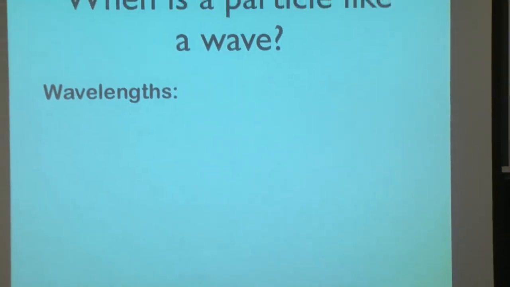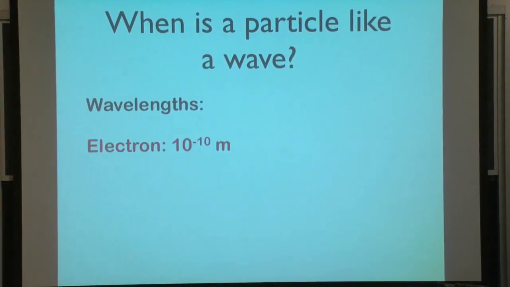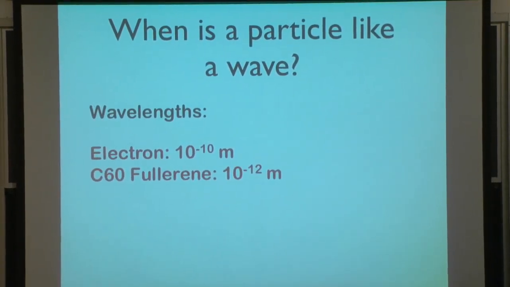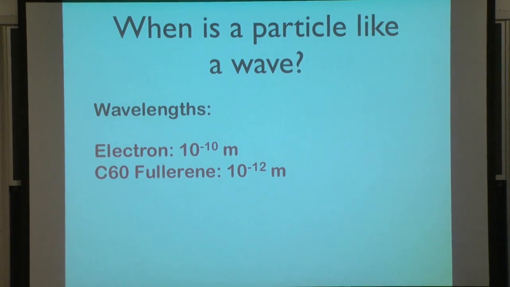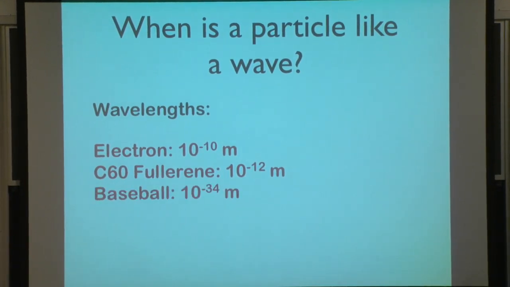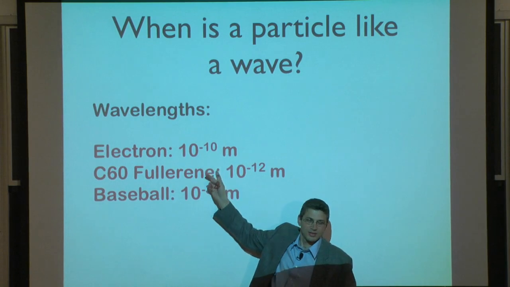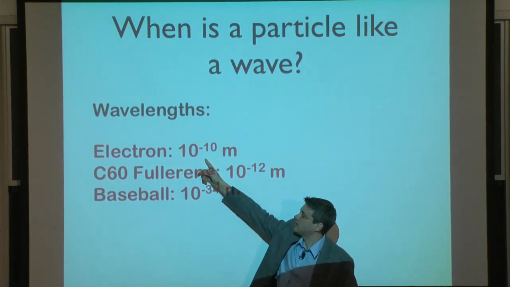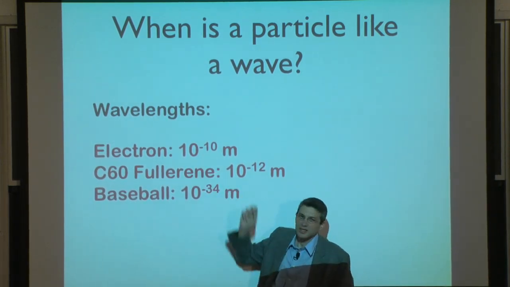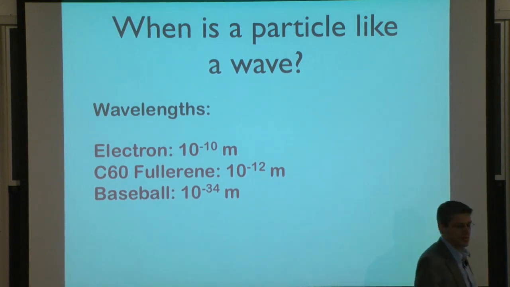When is a particle like a wave? Well, it always is, but to varying degrees. And that's where de Broglie came in and generalized what Einstein had been working on and others, and said, look, everything has a wave. Everything is both a wave and a particle. Everything. Okay? And he said we can calculate a wavelength for these things. Here's the electron. The wavelength of the electron is 10 to the minus 10th meters.